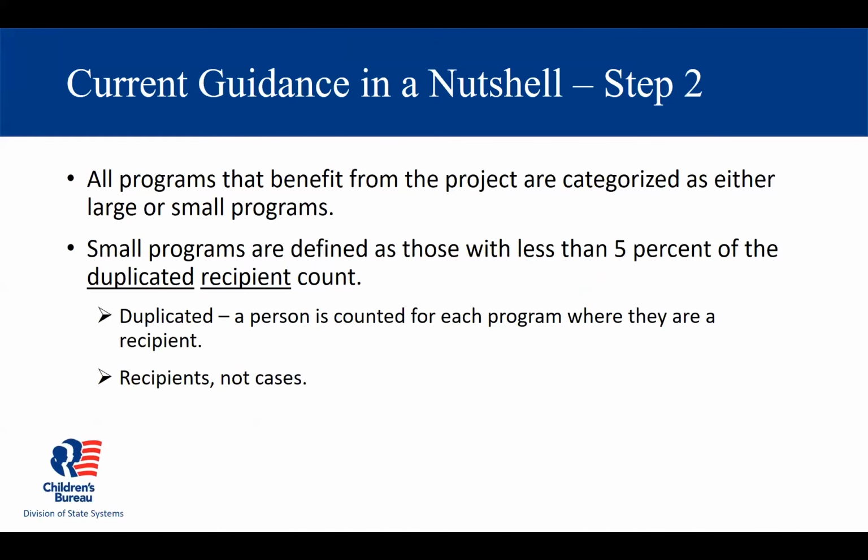So all programs that benefit from the project are categorized as either large or small programs. And the definition of a small program is any program that has less than 5% of the duplicated recipient count. Duplicated means a person is counted for each program where they are a recipient. So, for example, if a person is receiving SNAP, Medicaid, and TANF, they would be counted 3 times in the recipient population. And this is recipients, not cases. Next slide.